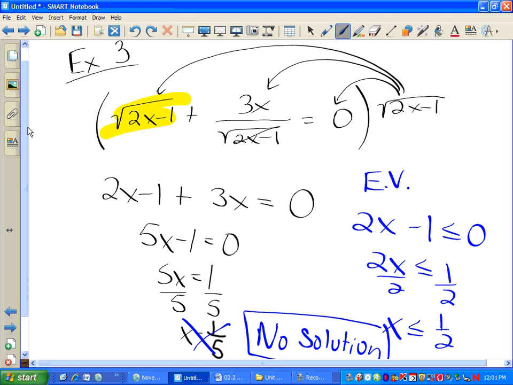So the only answer that got produced would give me a negative under the radical, and therefore this would have no solution. There is no real value of x. Now there's maybe an imaginary value, but there's no real value of x that will make the left side equal to 0, which is the right side. You with me? Okay. I'm going to pause right there.